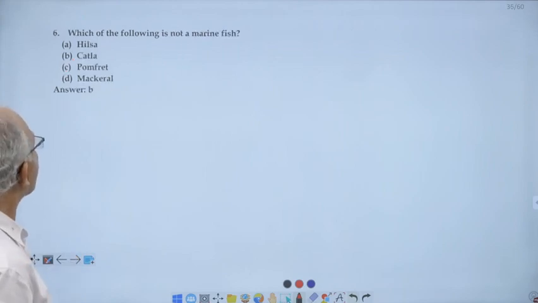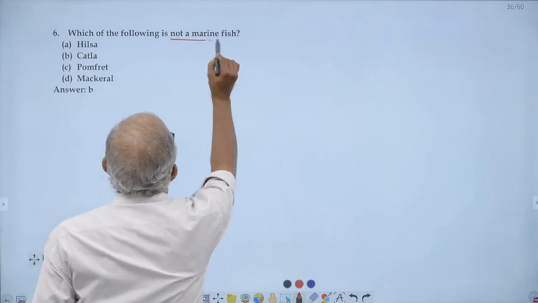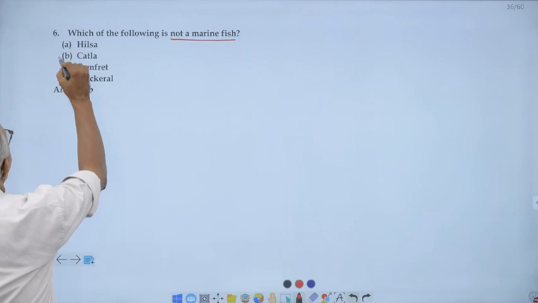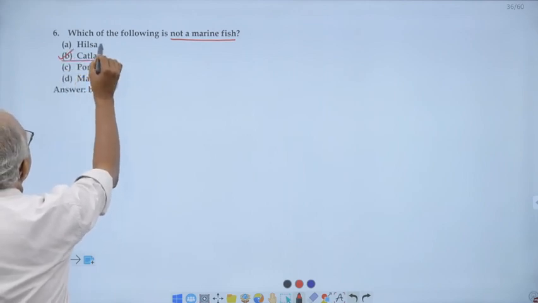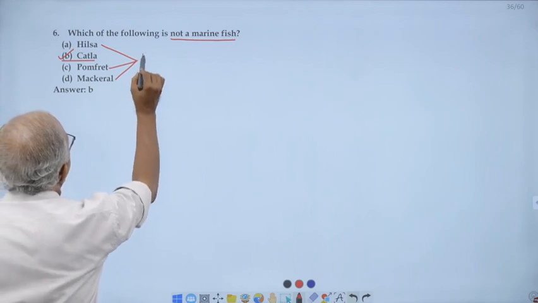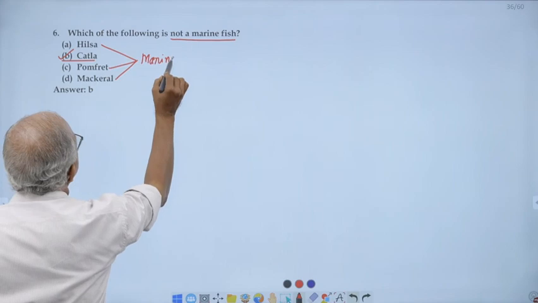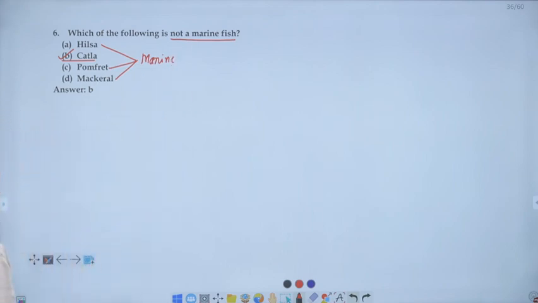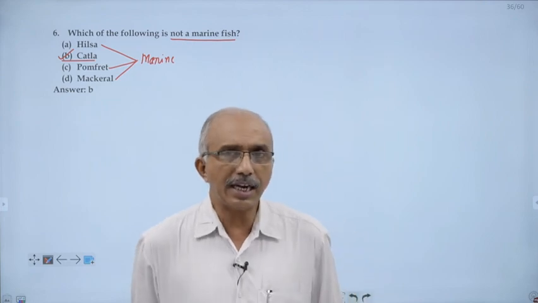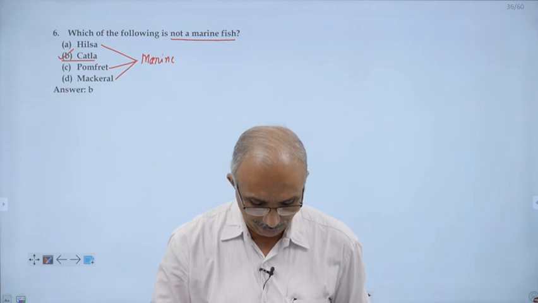Next, which of the following is not a marine fish? Katla is not a marine fish. It is a freshwater fish. All the other three are marine fishes. Katla is a freshwater fish used in pisciculture or in fisheries.